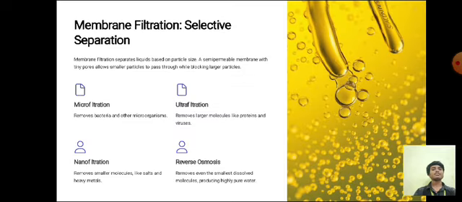Membrane filtration, selective separation. Membrane filtration separates liquids based on their particle size. A semi-permeable membrane with tiny pores allows smaller particles to pass through while blocking larger particles. Microfiltration removes bacteria and other microorganisms. Ultrafiltration removes larger molecules like proteins and viruses. Nanofiltration removes smaller molecules like salts and heavy metals. Reverse osmosis removes even the smallest dissolved molecules, producing highly pure water.